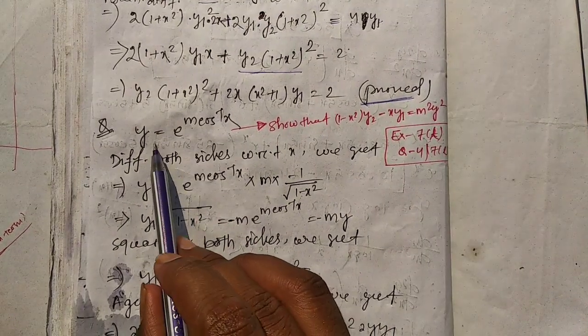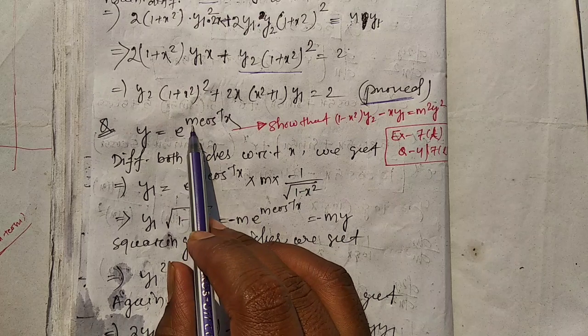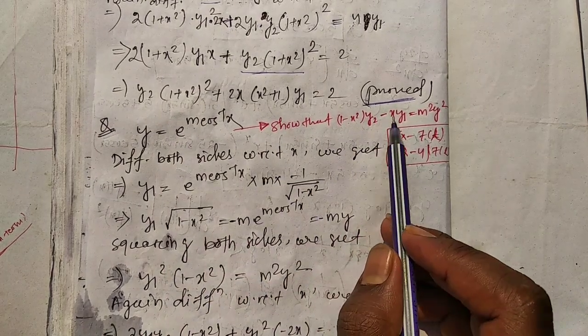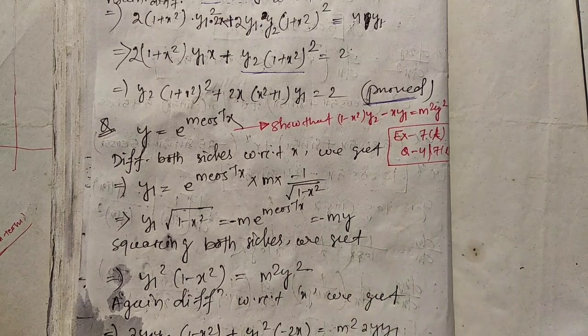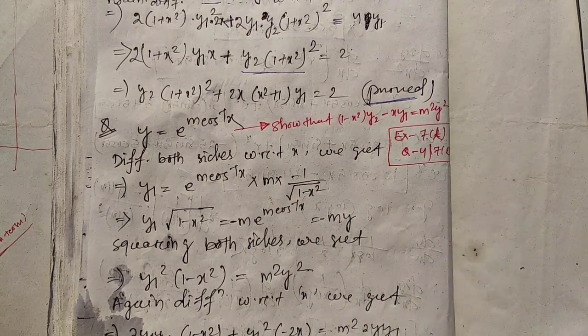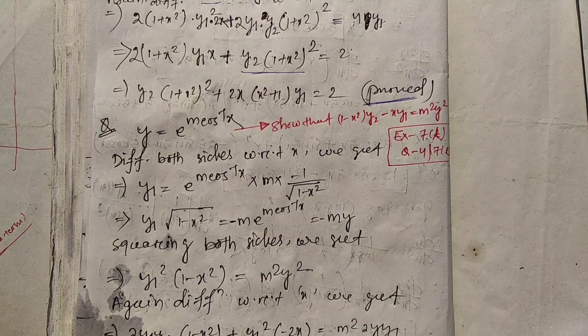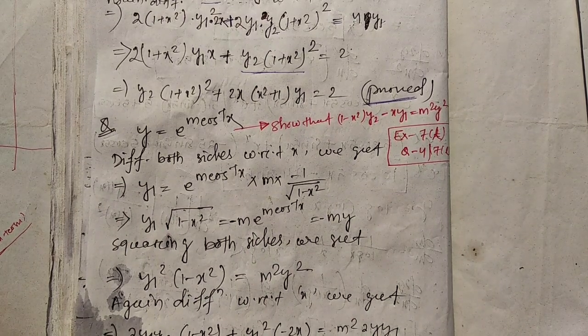So let's solve one more problem. Here the question is y is equal to e to the power m cos inverse x. Then show that 1 minus x square into y2 minus x y1 is equal to m square y. This question I have taken from exercise 7L from the element book, and that is question number 4.